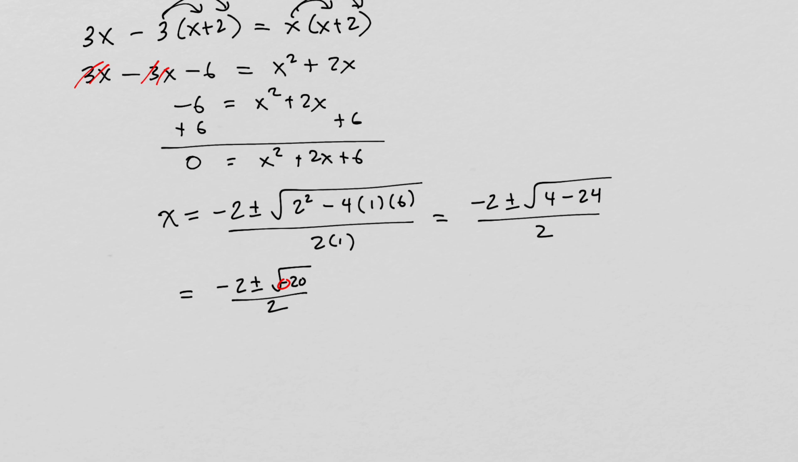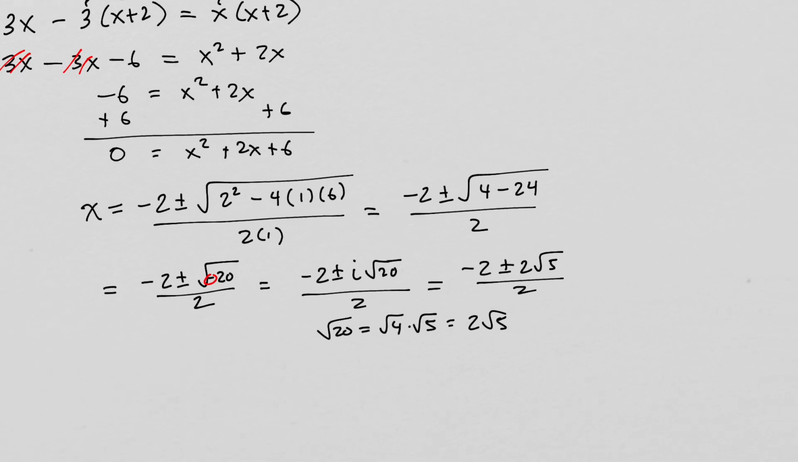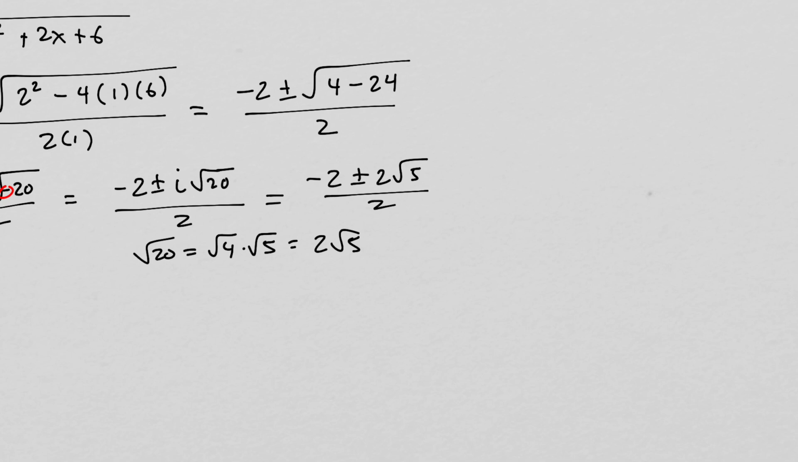So the negative, we can pull that out as an i. So we have negative 2 plus or minus i radical 20 divided by 2. And then the square root of 20 is the square root of 4 times the square root of 5, which is 2 radical 5. So this is negative 2 plus or minus 2 radical 5 divided by 2. And there is an i in there. Whoops, forgot my i.